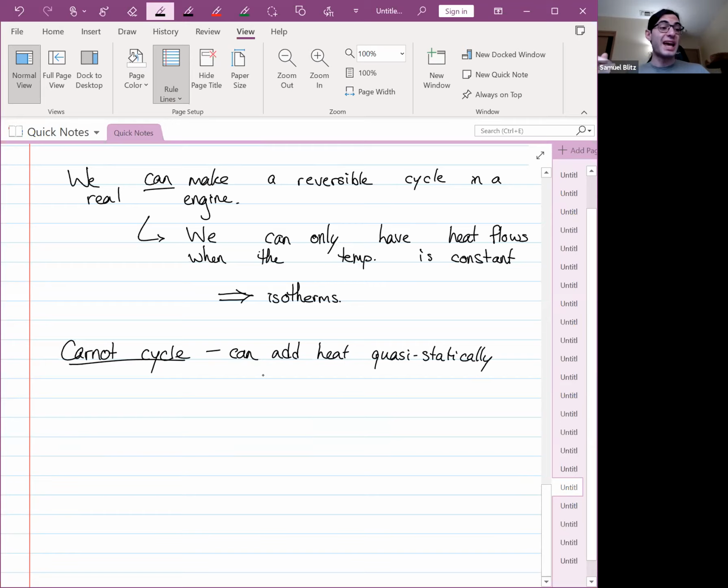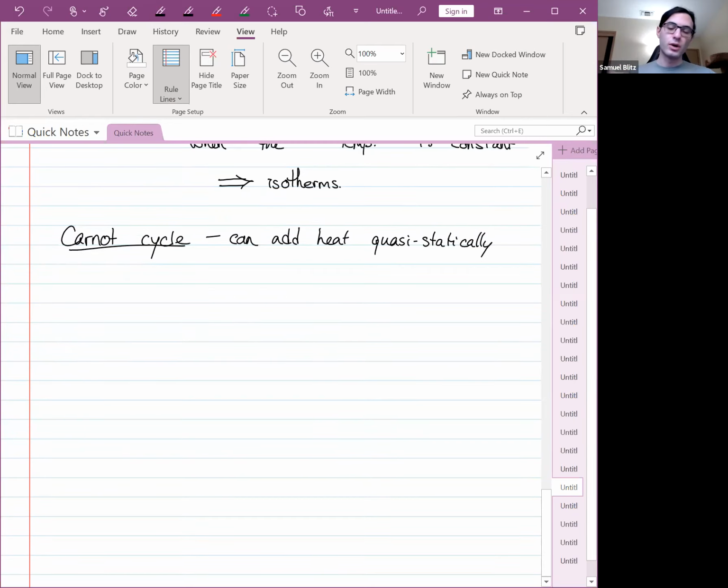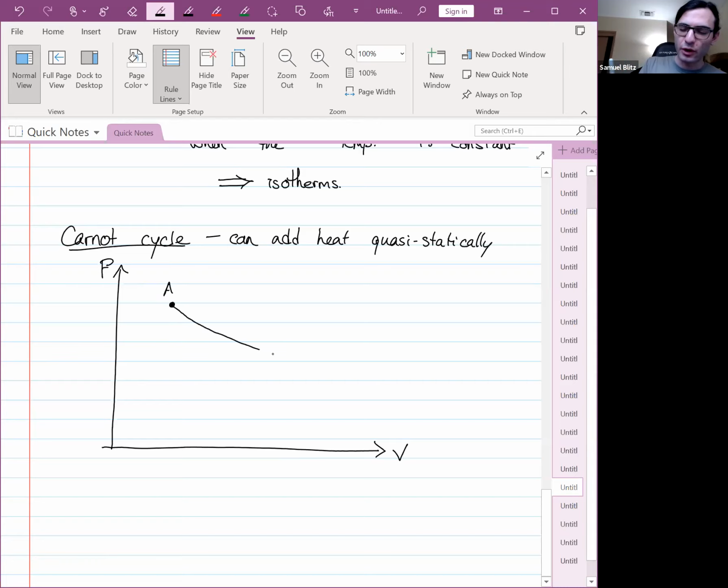And this is because the engine is held at a fixed temperature when we need to add the heat. The temperature just isn't changing while heat is being added. So let me draw the diagram here. Let's say that you start off, it doesn't matter where, let's put A here. So we're going to have an isotherm to B. Then we're going to have an adiabat.